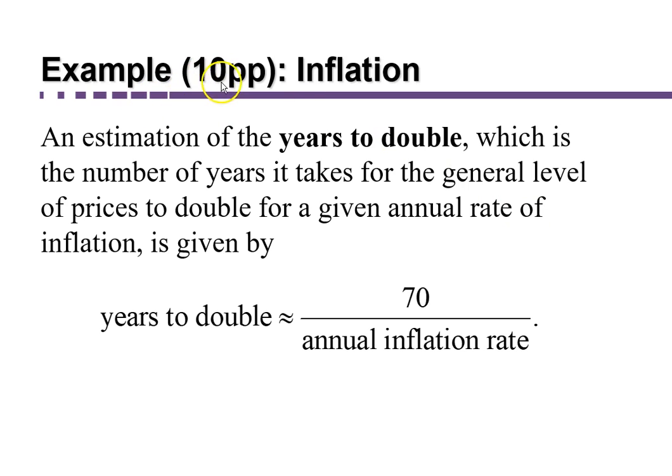Okay, example 10 now is a method of estimating how many years to double the value of something, in which we use what is called the rule of 70. So here's the basic formula that you want to write down. The years to double is approximately 70 divided by the annual inflation rate. So if something was $1, how many years before it's $2, the value of that product? And we use this shorthand technique of dividing 70 by the annual inflation rate.